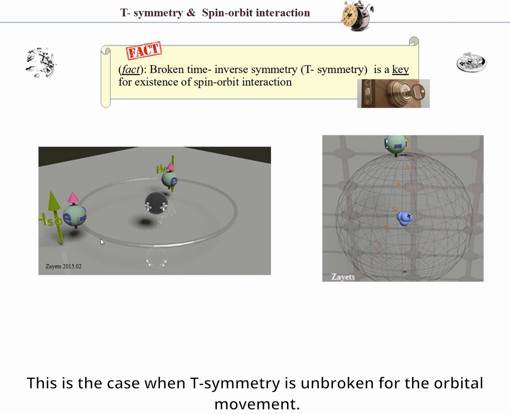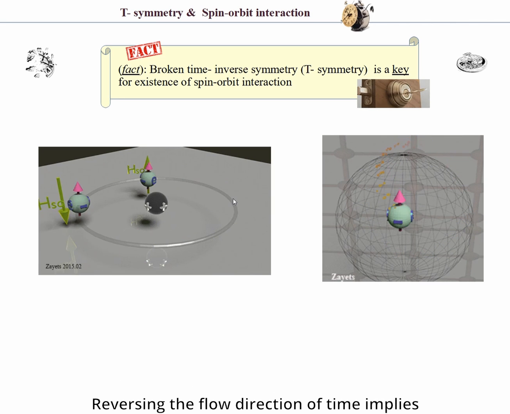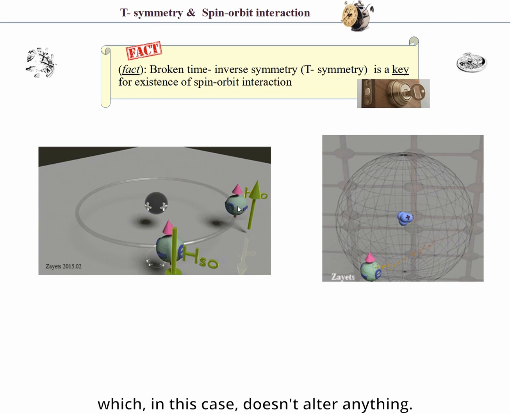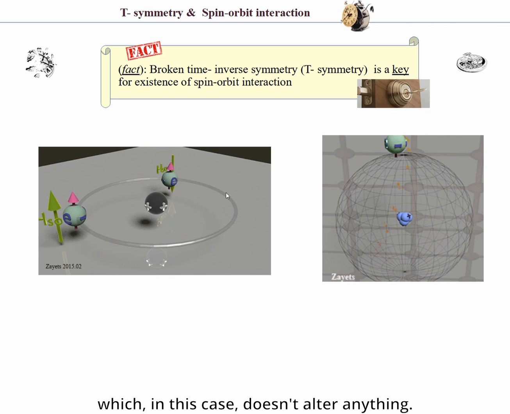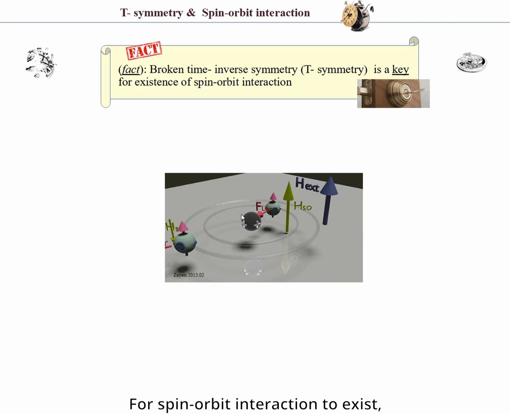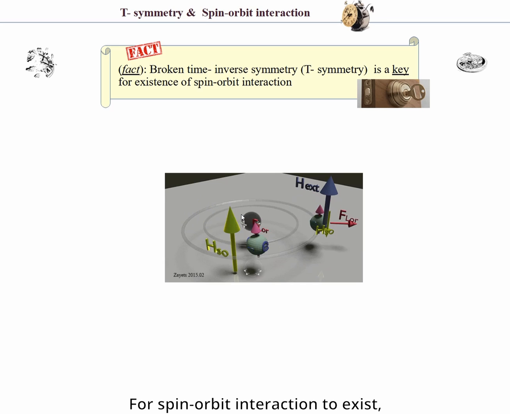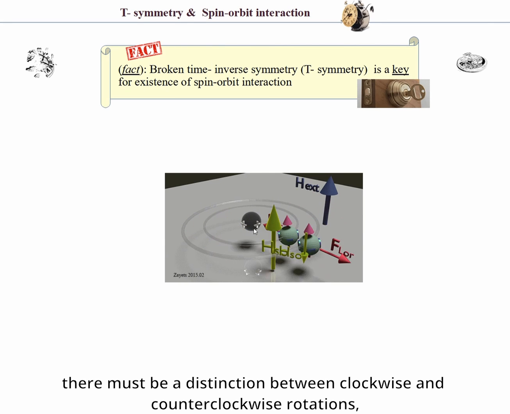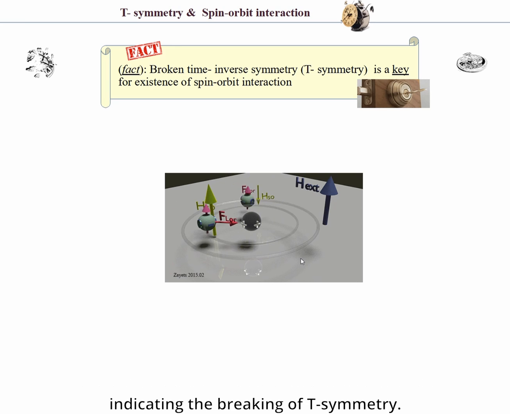This is the case when T-symmetry is unbroken for the orbital movement. Reversing the flow direction of time implies an exchange between clockwise and counterclockwise movement, which in this case doesn't alter anything. For spin-orbit interaction to exist, there must be a distinction between clockwise and counterclockwise rotation, indicating the breaking of T-symmetry.